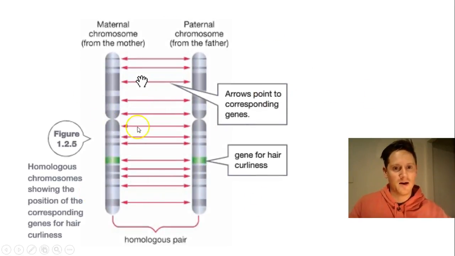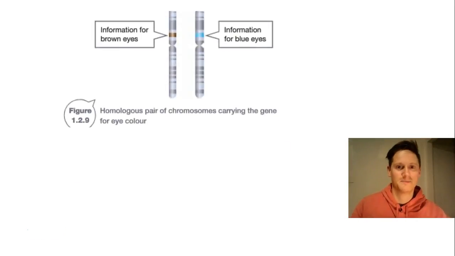So here we've got a pair of homologous chromosomes. Now these are autosomes. Here we've got the position of genes for hair curliness. The green stripe here is a gene for hair curliness. So here we've got two copies of green. If it's the same type, maybe curly hair for both, if mum and dad both pass down the gene for curly hair, this person's going to have curly hair. If it's for straight hair, they're going to have straight hair.